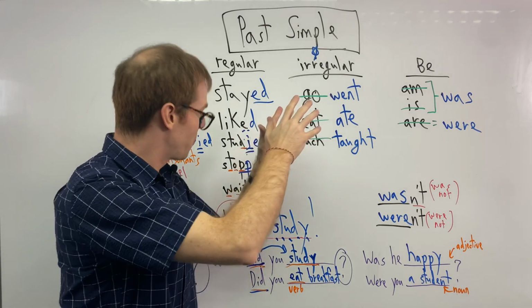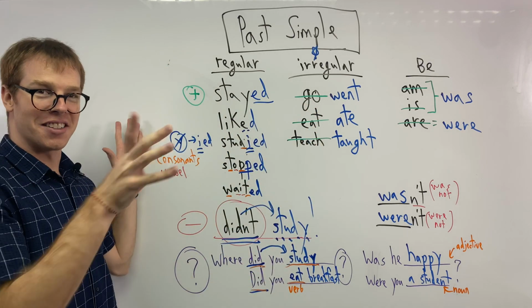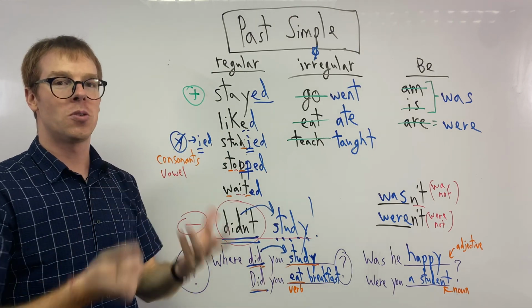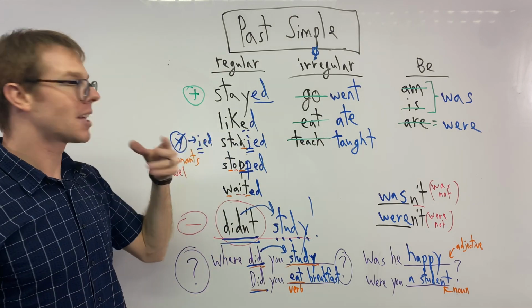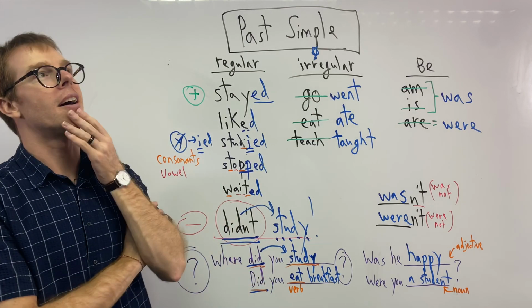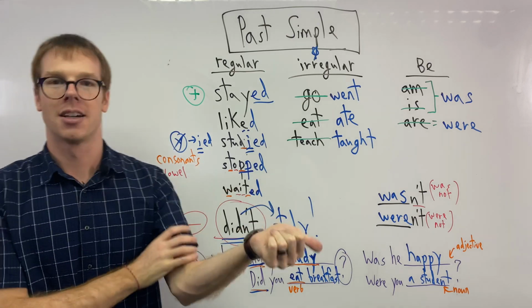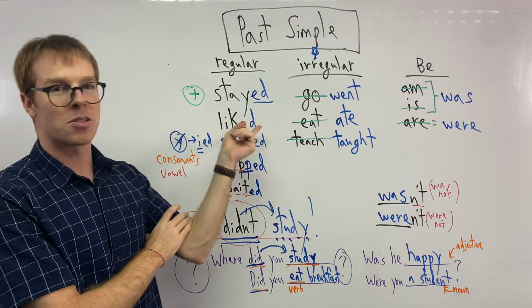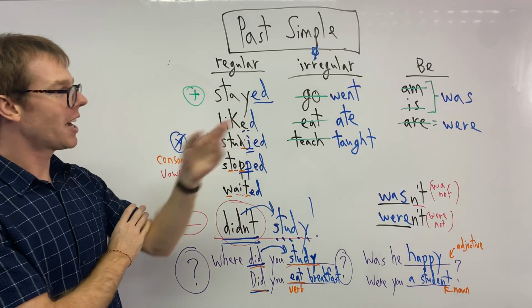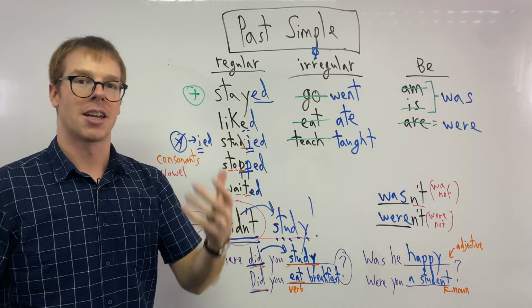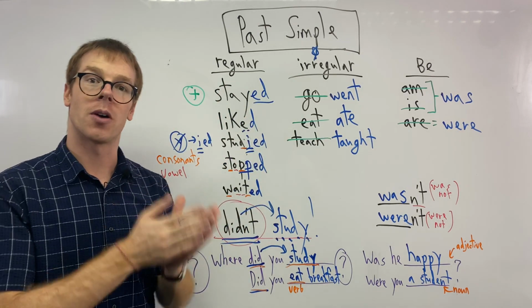So, there we have this big overview. If you need to, pause right here, take a look. If you can, think about what sentences you can make about you and your life. You could say, I lived in China when I was young. I stayed in a hotel last week for my vacation. I ate noodles for breakfast. Can you use the past simple about your life?